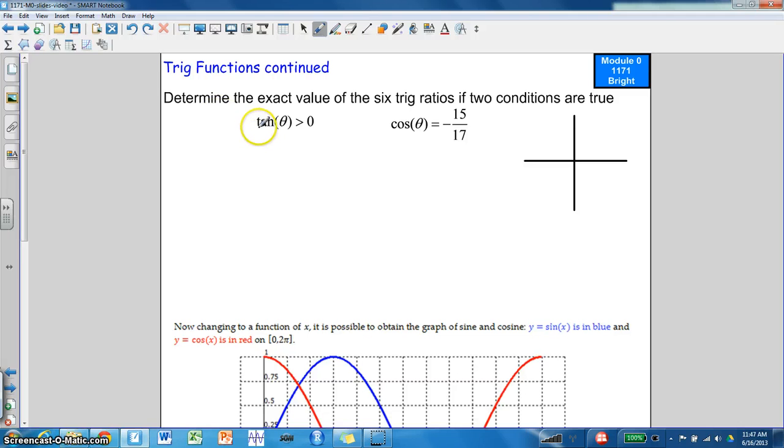Okay, and a couple other problems that we could see is if we need to determine the exact value of the trig ratios if we're given 2 conditions. So we know that the cosine is negative 15 over 17. So cosine, remember, if we're thinking on the unit circle, to be negative would mean it's either in the second or the third quadrant. Okay, but now we also have to incorporate the other condition where tangent is greater than 0. So tangent, remember, that's y over x, or sine theta over cosine theta, is greater than 0. And so if we know cosine is negative, in order to get a positive value, sine also needs to be negative. So the y value needs to be less than 0. So we're going to end up being in the third quadrant.